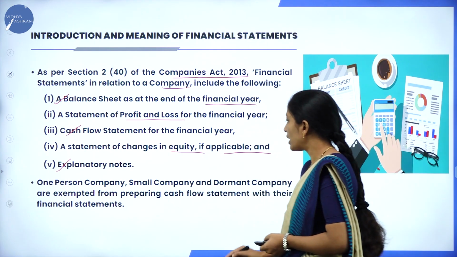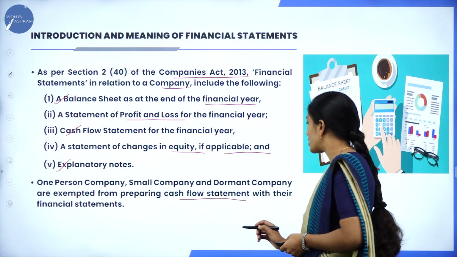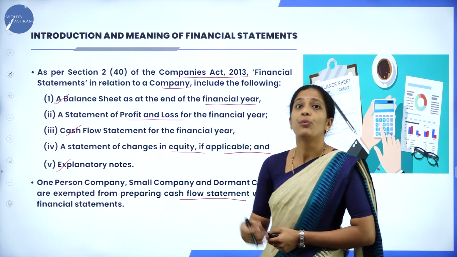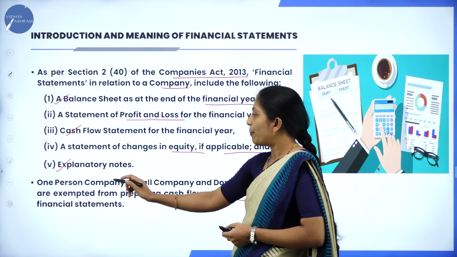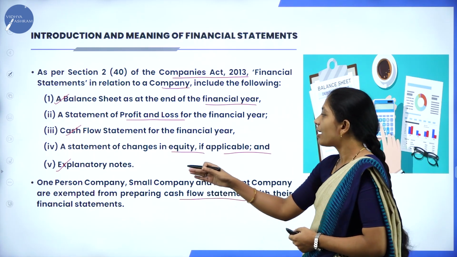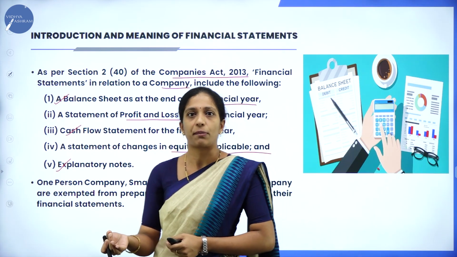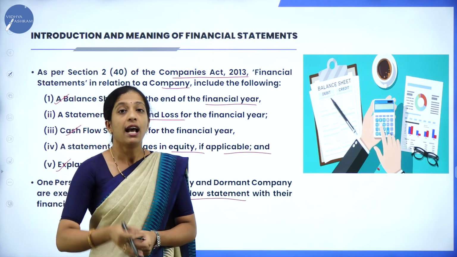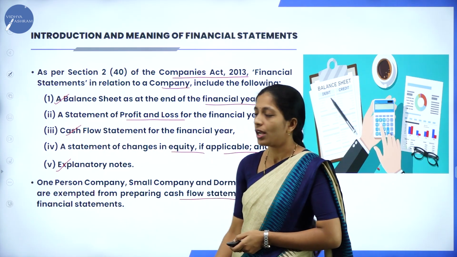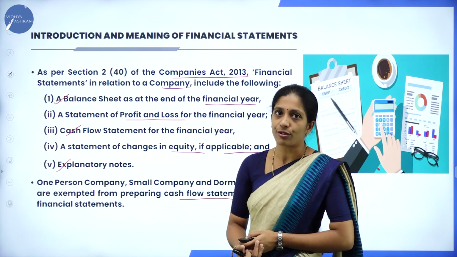So this is about the Companies Act 2013 in relation to financial statements. One-person company, small company and dormant company are exempted from the cash flow statement with their financial statement. So they are exempted from preparing the cash flow statement, they need not prepare it along with the financial statement. Other than that, all the companies have to prepare the above statements. Okay, so this is about how the financial statement is included under the Companies Act 2013.